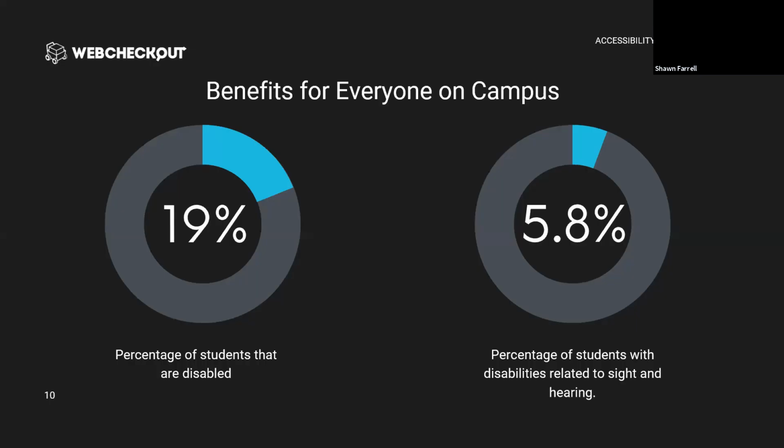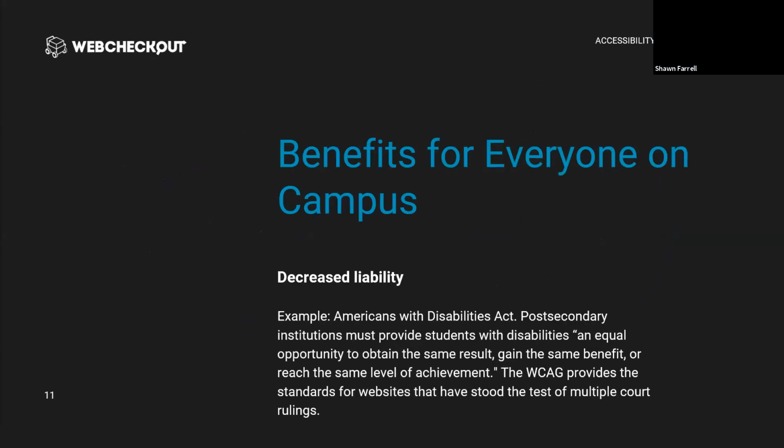This benefits everybody on campus, really, students and staff alike. For example, I know at this point, on average, 19% of campus students have some form of a disability. 5.8% have disabilities related to sight and hearing, which is a big focus for WCAG compliance. But also, this is for yourselves. There's a considerable decrease in liability by making sure that every interface you have is going to be fully accessible.